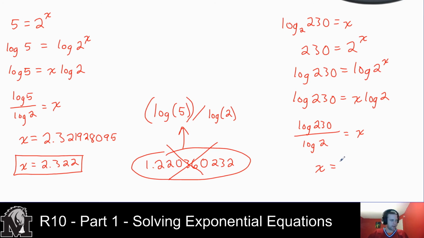And the answer you should get is 7.845490051. And to 3 decimal places, that's 7.845.